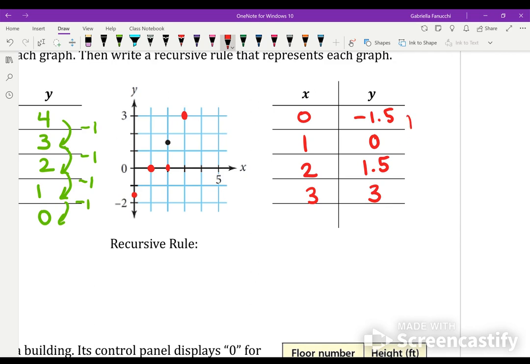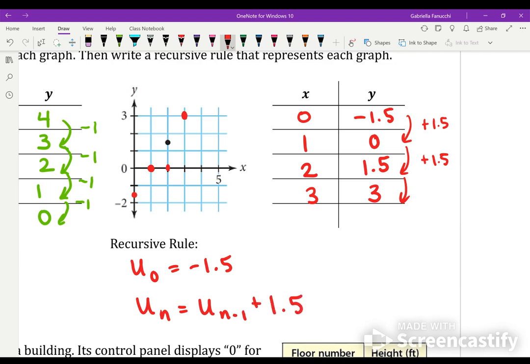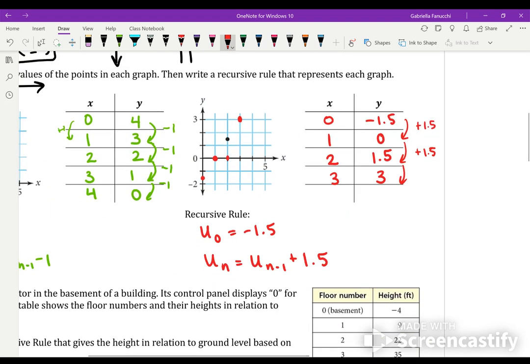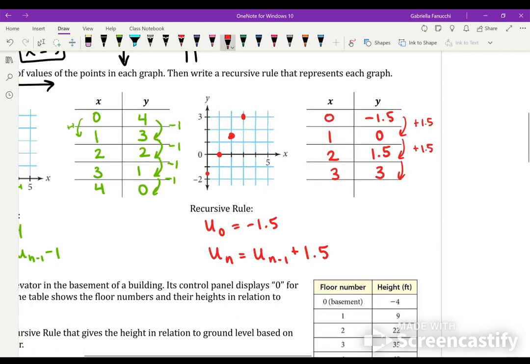So what is our pattern here? I'm adding 1.5, 1.5. And we started at the 0 term at negative 1.5. So u sub n is equal to u sub n minus 1 plus 1.5. So you're literally just taking those points, putting them on the table, and looking at your pattern.